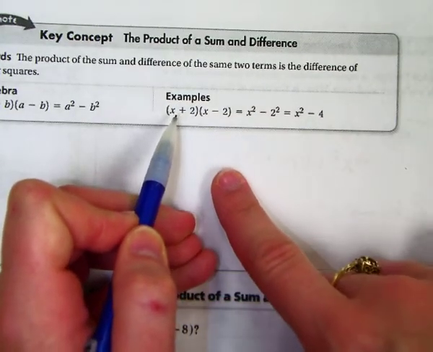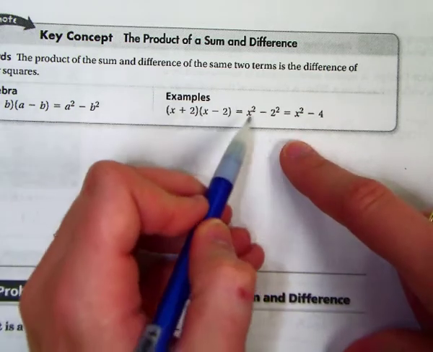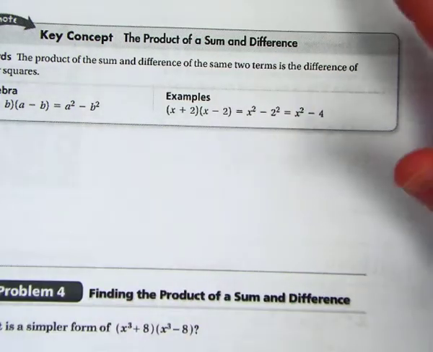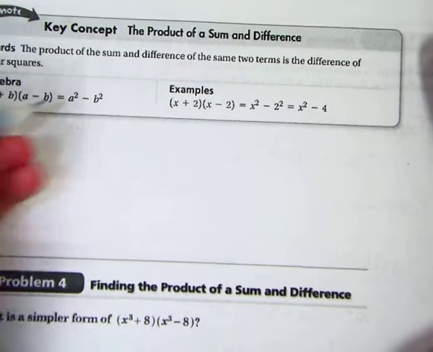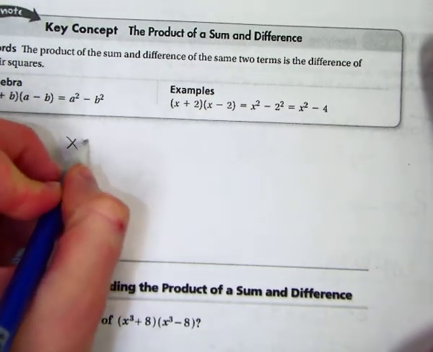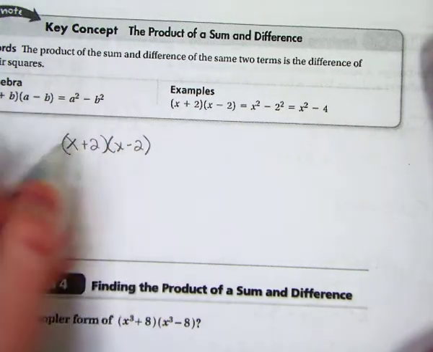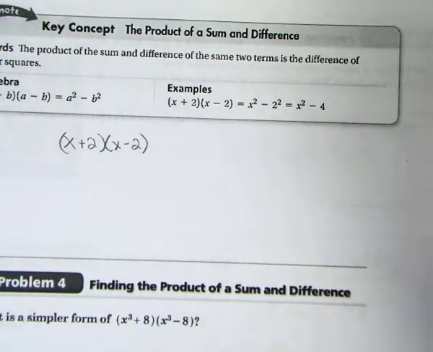They do x plus 2 and x minus 2. So it's x squared minus 2 squared, which is how you get x squared minus 4. I want to show you why this works the way it does. Let's work with x plus 2 and x minus 2. Okay, this is called the sum and the difference.